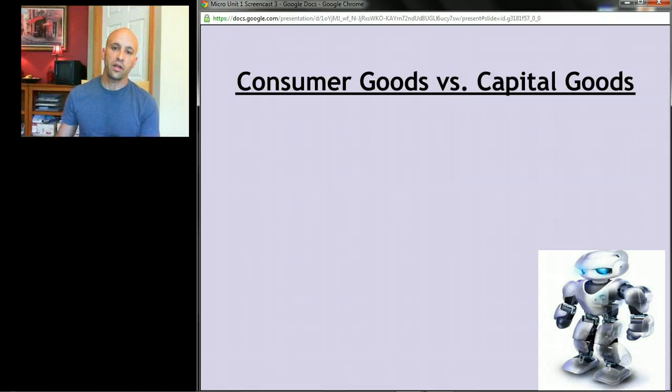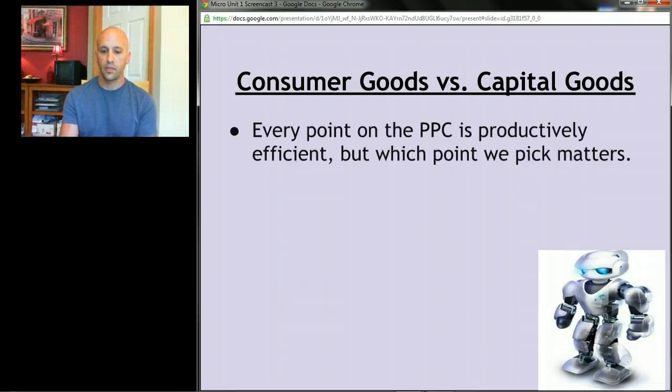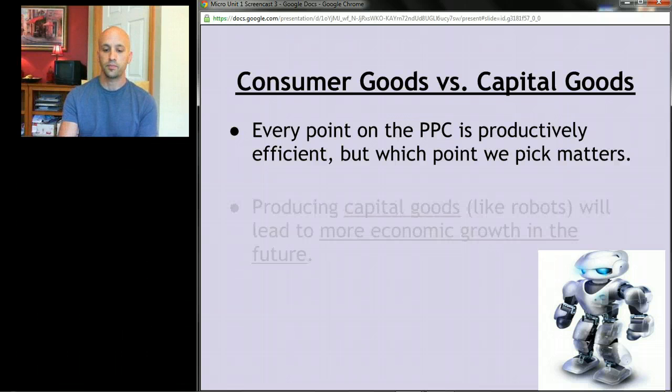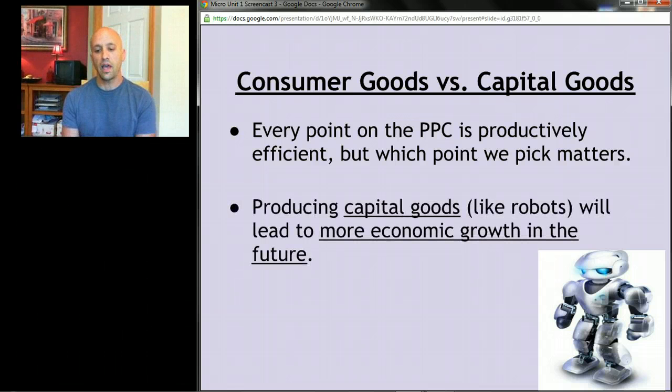Now finally, I want to get back to that distinction between consumer goods and capital goods. You'll remember I said that pizza was a consumer good, robots are probably a capital good. Every single point on the production possibility curve is productively efficient. So on one level, it doesn't really matter which point we pick. They're all meaning that we're doing the most that we can, producing the most that we can. On another level, producing capital goods like robots is going to lead to more economic growth in the future. A consumer good like pizza doesn't really do anything much for us in terms of economic growth. We buy it, we eat it, we enjoy it, and it's gone.